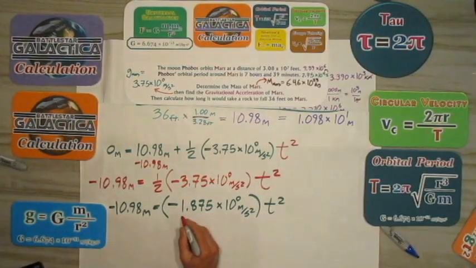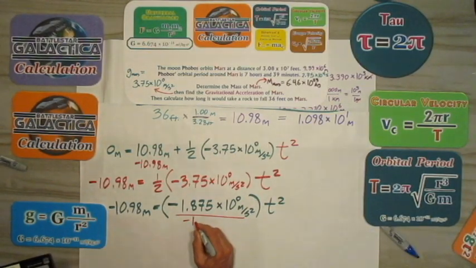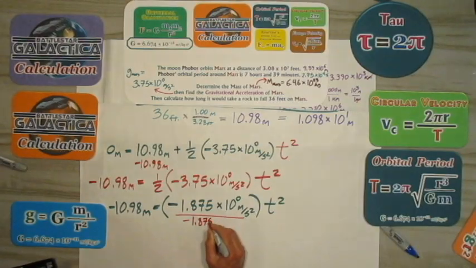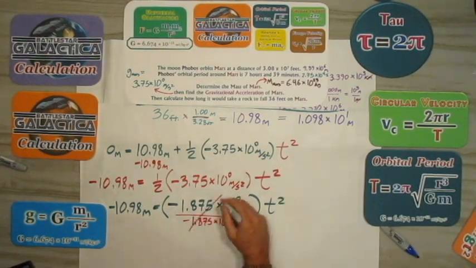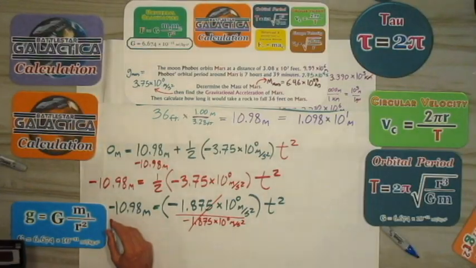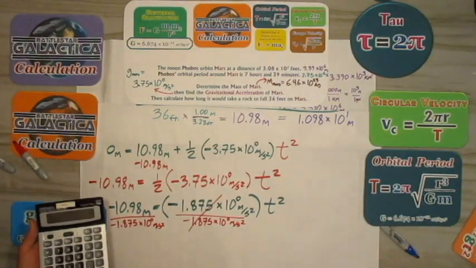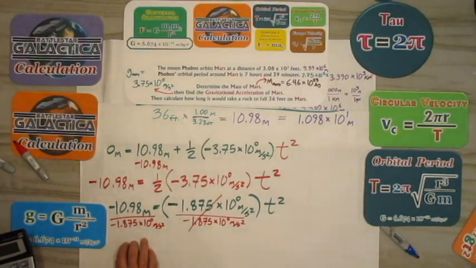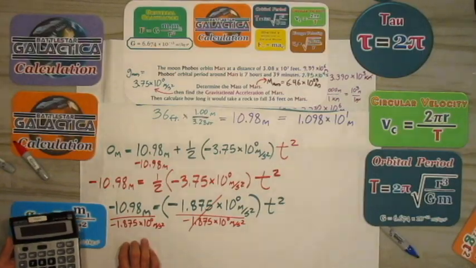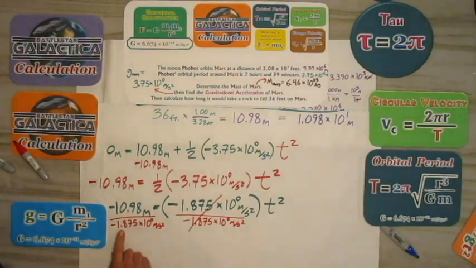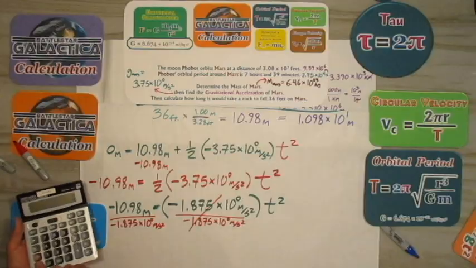So if we divide both sides by negative 1.875 times 10 to the 0 meters per second squared, then obviously this will achieve unity with the universe. And then over here, dividing by 1.875 times 10 to the 0 meters per second squared. But when we divide negative by a negative, I get a positive, which is what I would expect. This is like dividing 10 by 2. I expect something around 5.